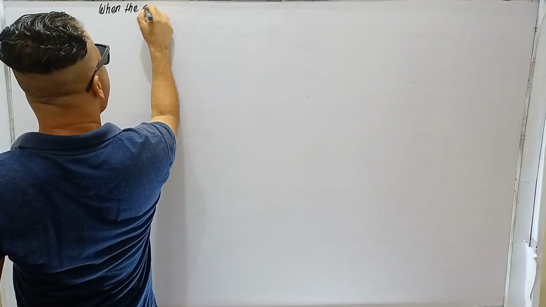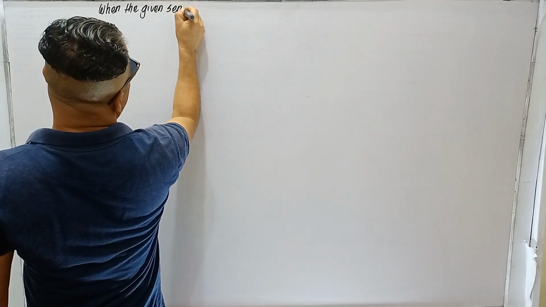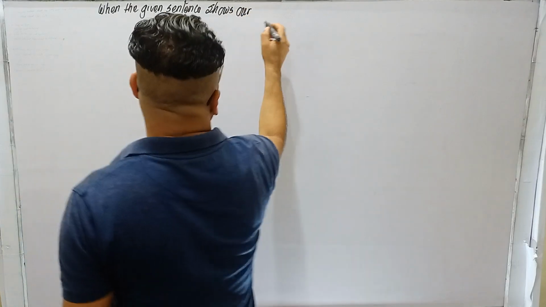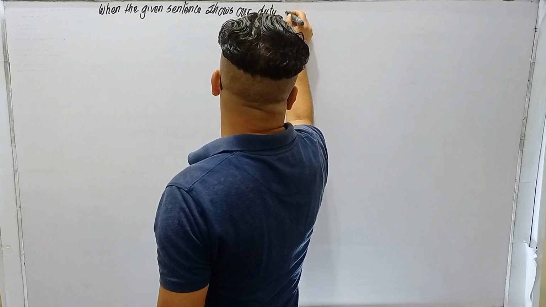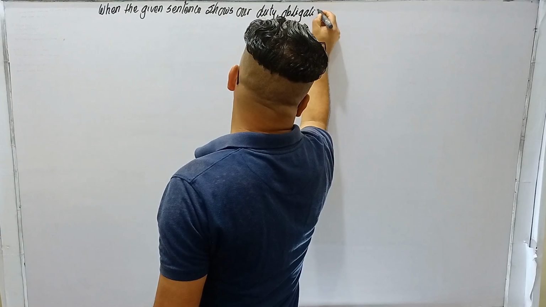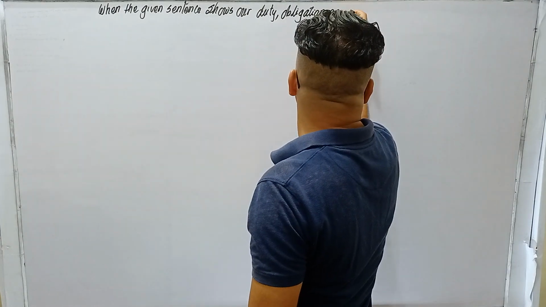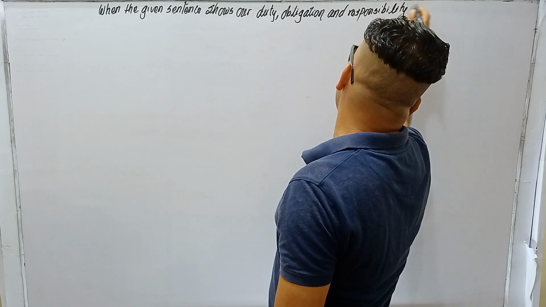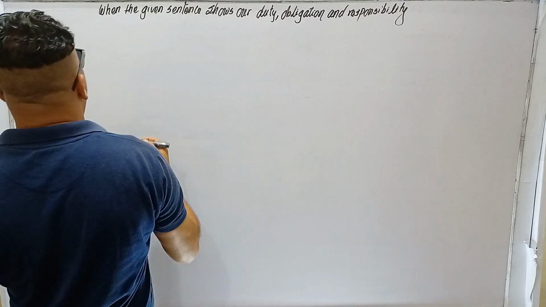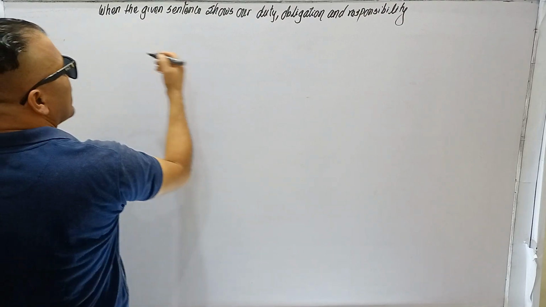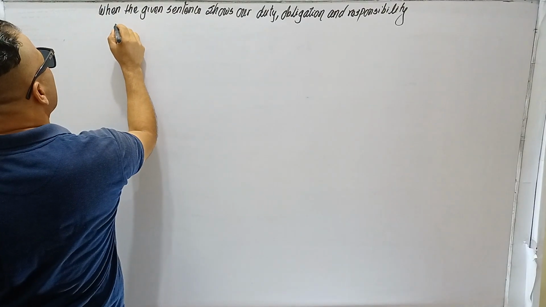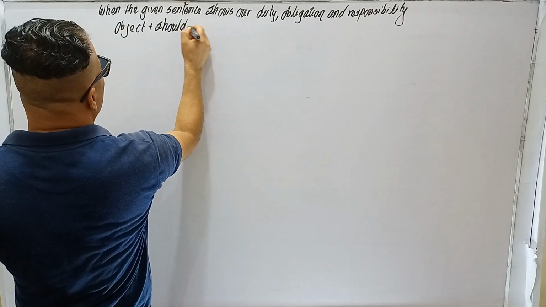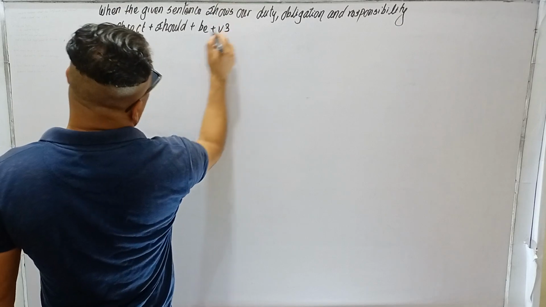When the given sentence shows our duty, obligation, and responsibility, we use object plus should. Object plus should plus be plus P3.